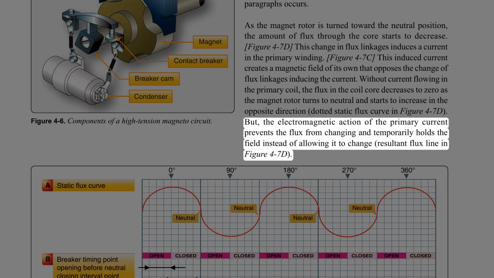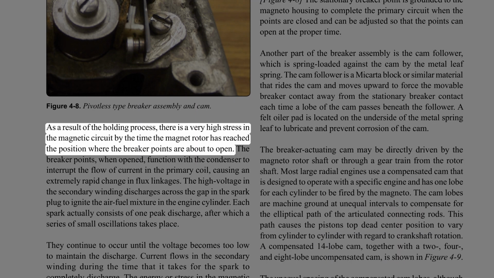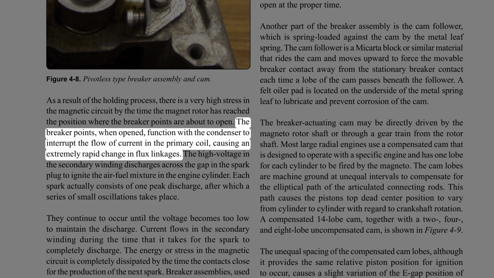But the electromagnetic action of the primary current prevents the flux from changing and temporarily holds the field instead of allowing it to change. Resultant flux line in Figure 4-7D. As a result of the holding process, there is a very high stress in the magnetic circuit by the time the magnet rotor has reached the position where the breaker points are about to open. The breaker points, when opened, function with the condenser to interrupt the flow of current in the primary coil, causing an extremely rapid change in flux linkages.